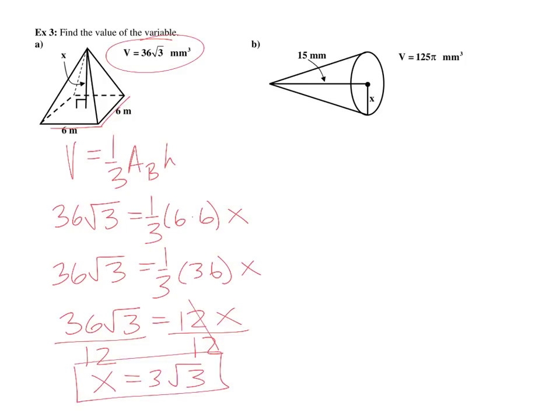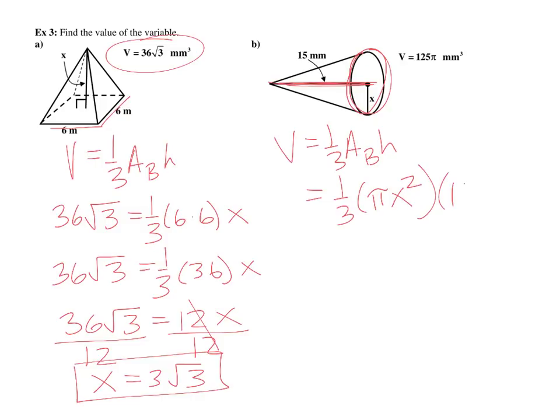Done. All right, for part B, we have a cone. Same formula though. Volume equals 1/3 area of base times the height. The base is a circle, so it's going to be pi x squared times the height, which they give you, that's 15. The cone is just positioned horizontally. All right, so I'm going to do 1/3 of 15, which is 5. So I have 5 pi x squared. I'm plugging in the volume that they give me, 125 pi.